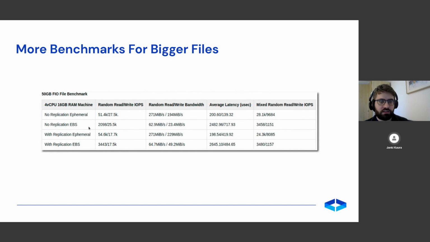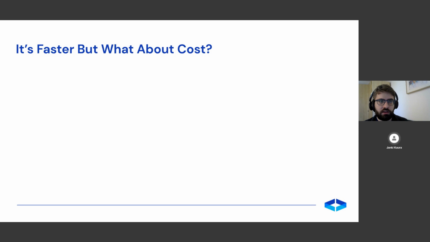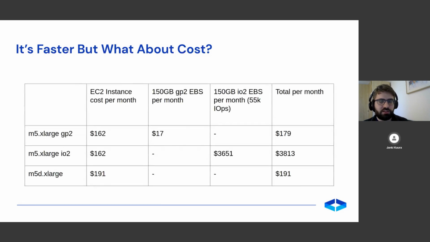So to me, it looks like a clear-cut case that ephemeral storage is much faster than EBS. So you'd assume you'd have to pay way more money for this. But the reality is, it's not that much more money. So let's see how much it would cost to have an M5.xlarge instance with a GP2 EBS volume. Just the instance itself would cost $162 per month, and the 150 gigabyte GP2 EBS volume is $17 per month, which equates to $179.